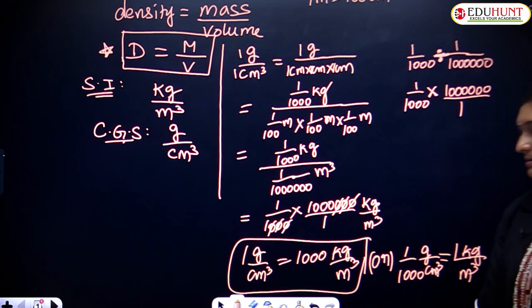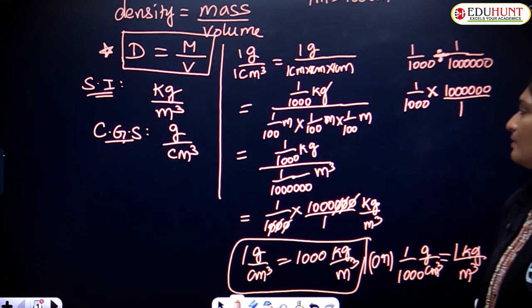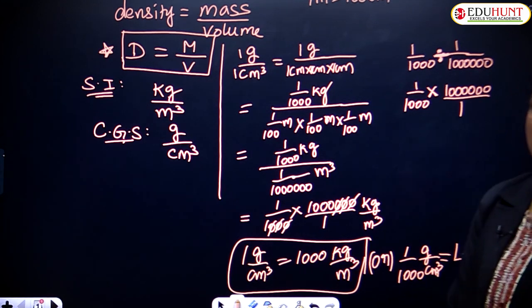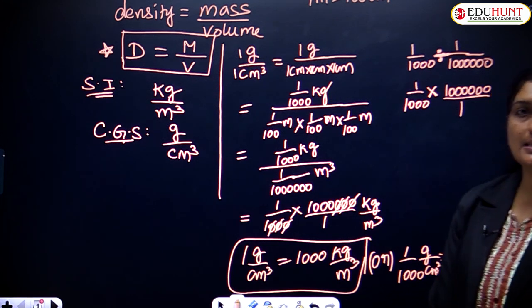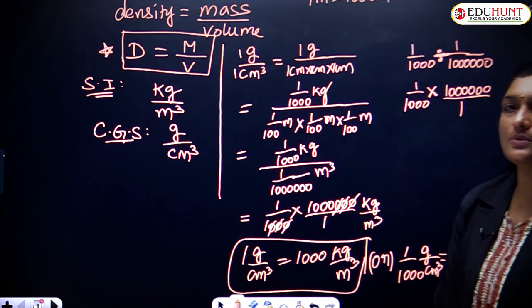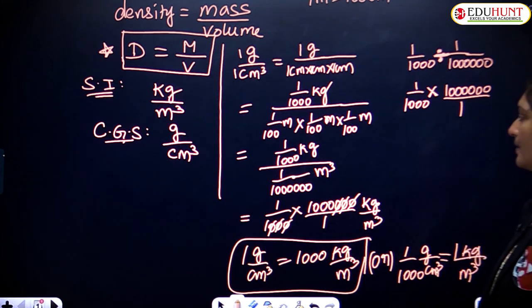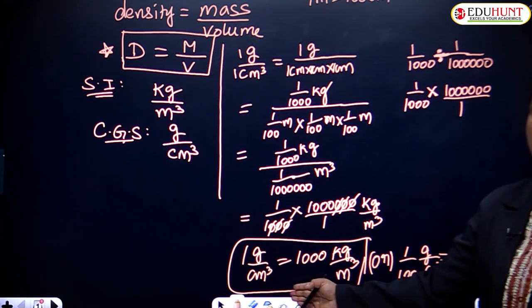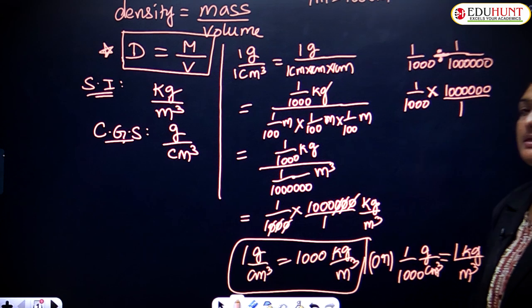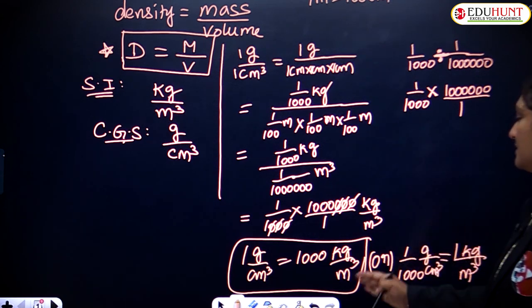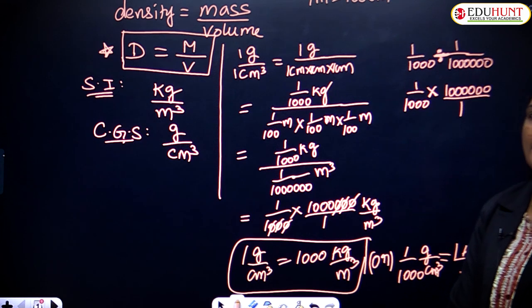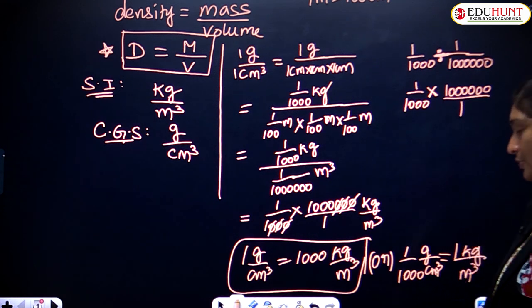I hope you understood. So let us revise. What is density, children? Density is nothing but the mass per unit volume. SI unit is kg per meter cube. CGS unit is gram per centimeter cube. Whereas 1 gram per centimeter cube is equal to 1000 kg per meter cube, and 1 kg per meter cube is equal to 1 by 1000 gram per centimeter cube.